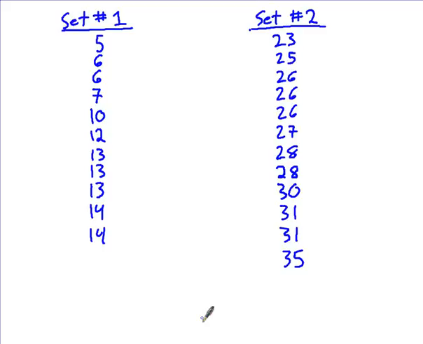Mean, median, and mode are three different measures of central tendency. Central tendency is the ultimate in data reduction. You can take an entire data set. There are two data sets in front of you, set number 1 and set number 2. They're pretty limited in size, but you can have any size data set.